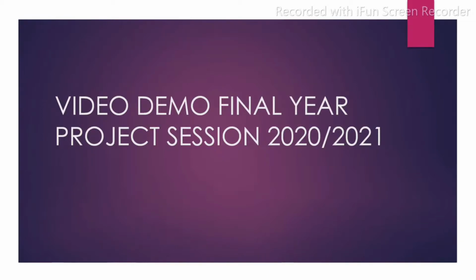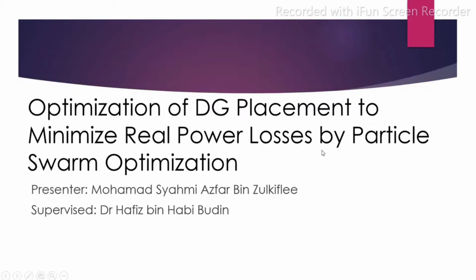Today I'm going to present my video demo for my final year project. My topic is about optimization of DG placement to minimize real power losses by particle swarm optimization. My project covers two types of bus system, which are the 33 and 9 bus systems.